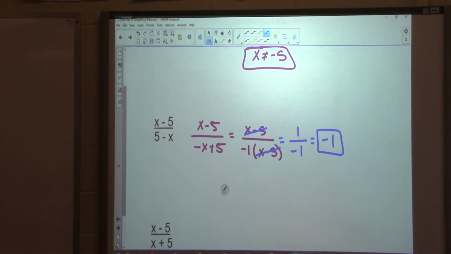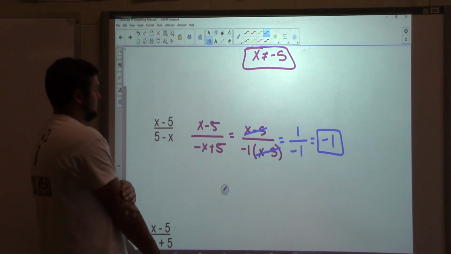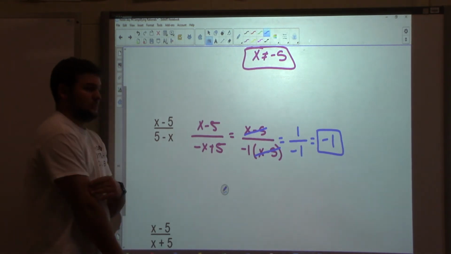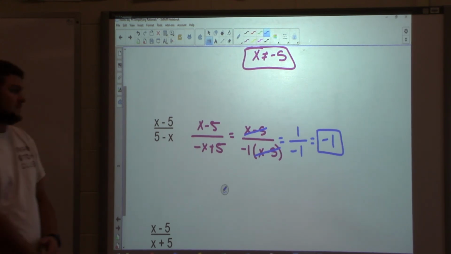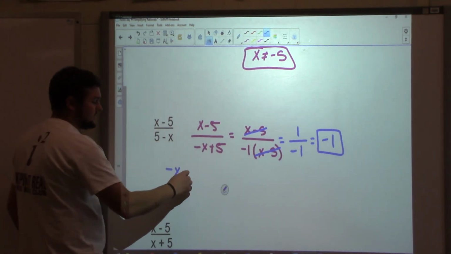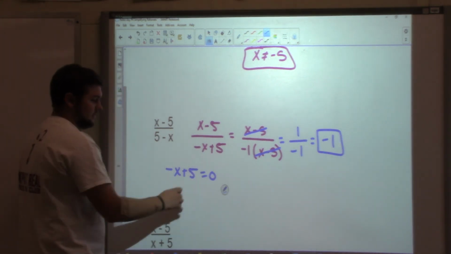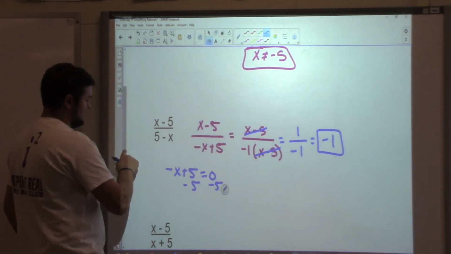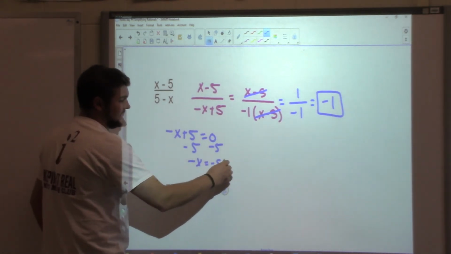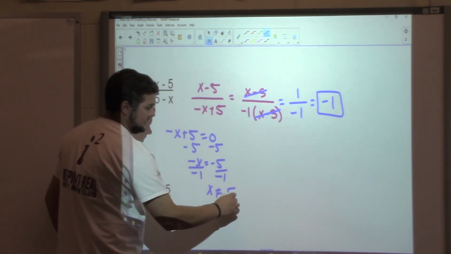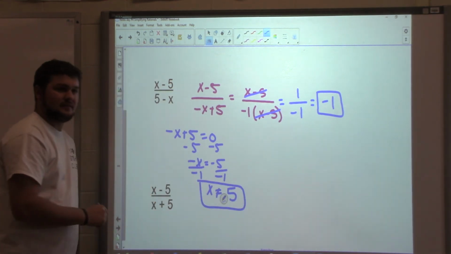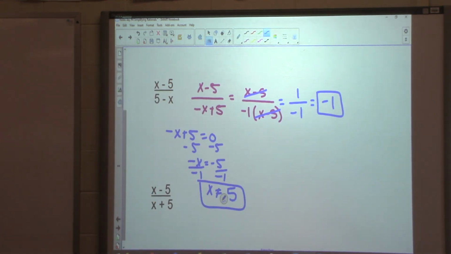Restrictions for that one. We have a little argument here. Do we think it's negative 5 or positive 5? Let's set this part equal to 0. Negative x plus 5 equals 0. Minus 5, I get negative x equals negative 5. Divide by negative 1. X cannot equal positive 5. It is positive 5.